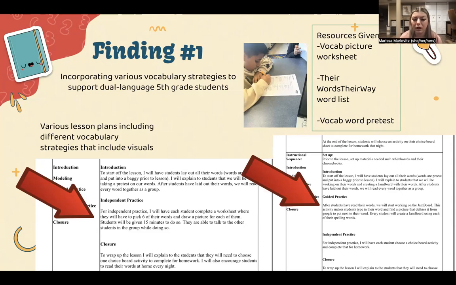The first lesson plan on the left, you can see I incorporated a worksheet, so actual paper that the students can pick words and draw them physically. And then the second thing I incorporated was a Jamboard, which is an online program where they can basically do the same thing, but do it all online and find pictures on Google. So resources given to students. So they got the vocab picture worksheet, their Words Their Way word list, and then also a vocab word pretest.